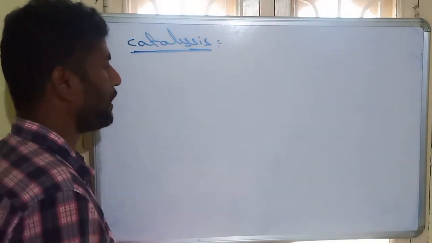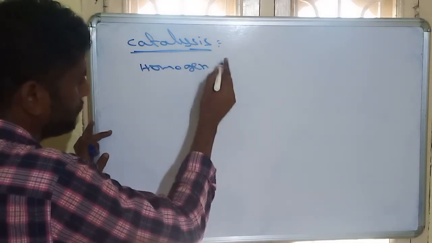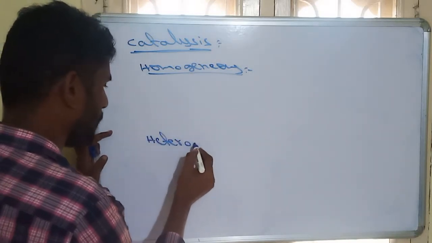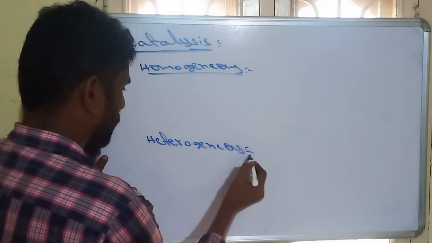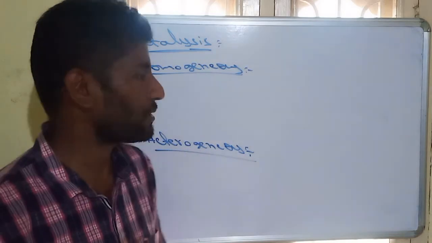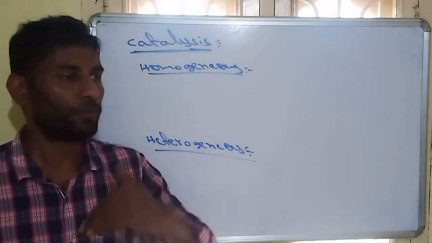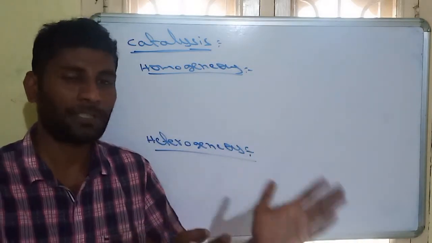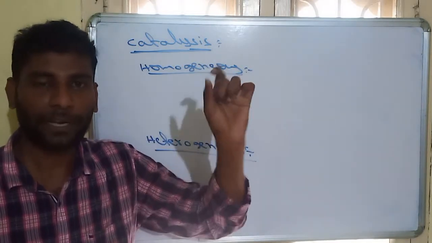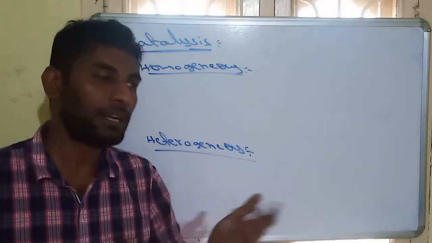And this catalysis can be of two types mostly. One is homogeneous catalysis, another one is heterogeneous catalysis. So what does homogeneous catalysis mean? In this catalysis process, if all reactants and catalysts are present in the same phase, then that is called homogeneous. So homogeneous means the same phase of catalyst and reactants. In heterogeneous, catalyst and reactants are present in different phases.